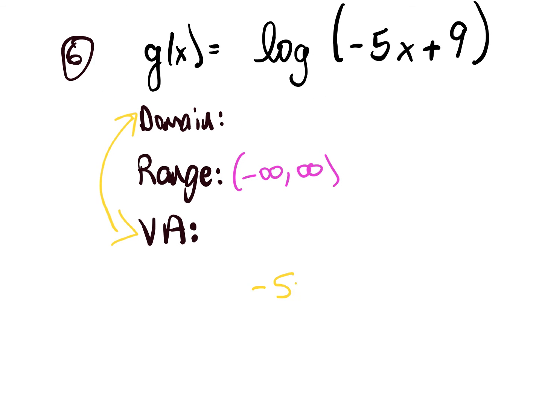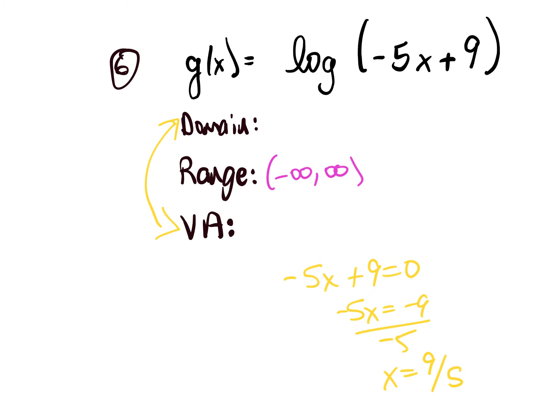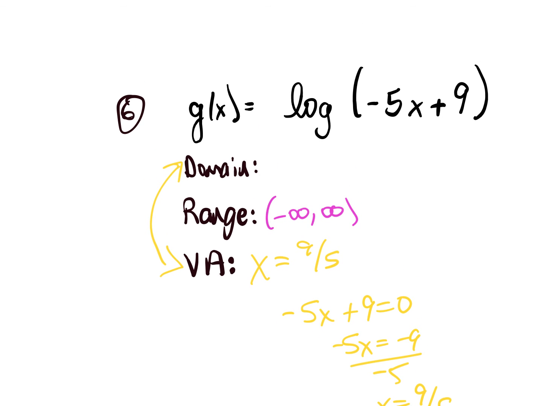So I'm going to set my parenthesis equal to 0. So negative 5x equals negative 9. Divide by negative 5. X equals 9 over 5. Correct? So x equals 9 over 5. Now think about this. Is it left to right, negative infinity to my asymptote, or is it asymptote to positive infinity? This tells you right here where to start. Negative infinity to the asymptote. It flips over the y-axis.